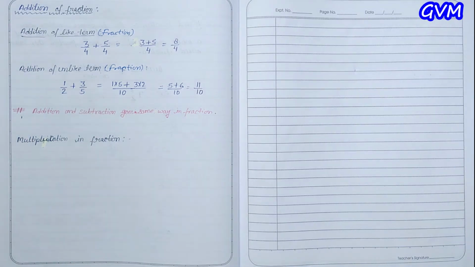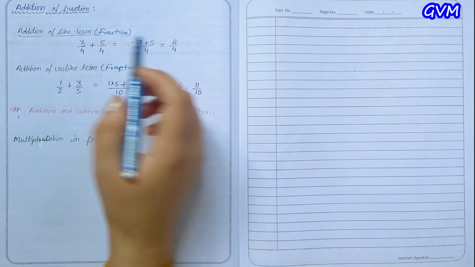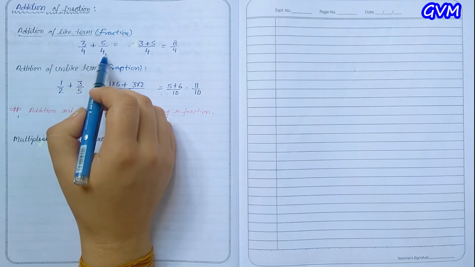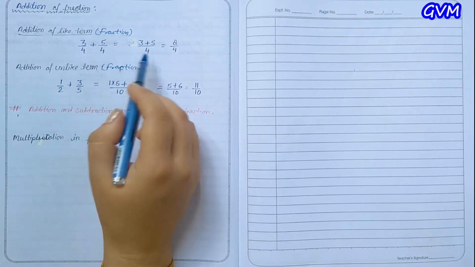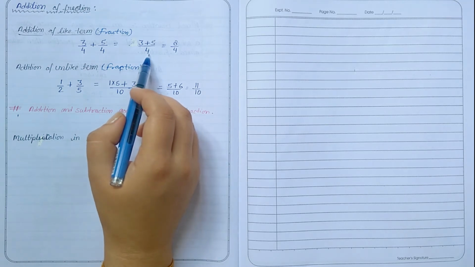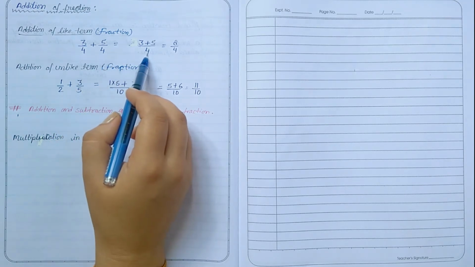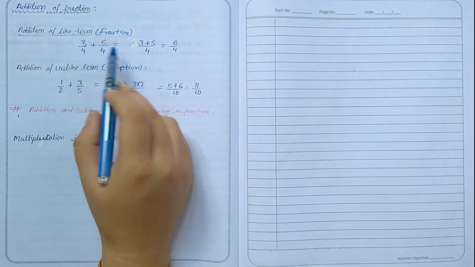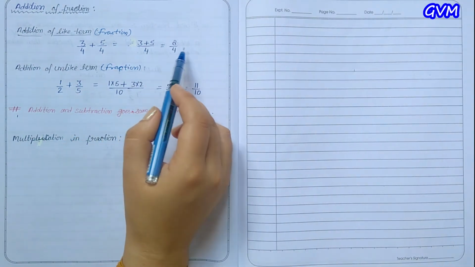So we can add fractions of like terms. Okay, we cannot add unlike fractions. So what will we do? We always change unlike fractions into like fractions and then add them. Okay, so addition of like fractions, like 3 upon 4 plus 5 upon 4 is equal to, we have simply added the numerators, and denominators cannot be added, so we will write the common denominator, that is 4. So here 3 plus 5 is 8 upon 4.